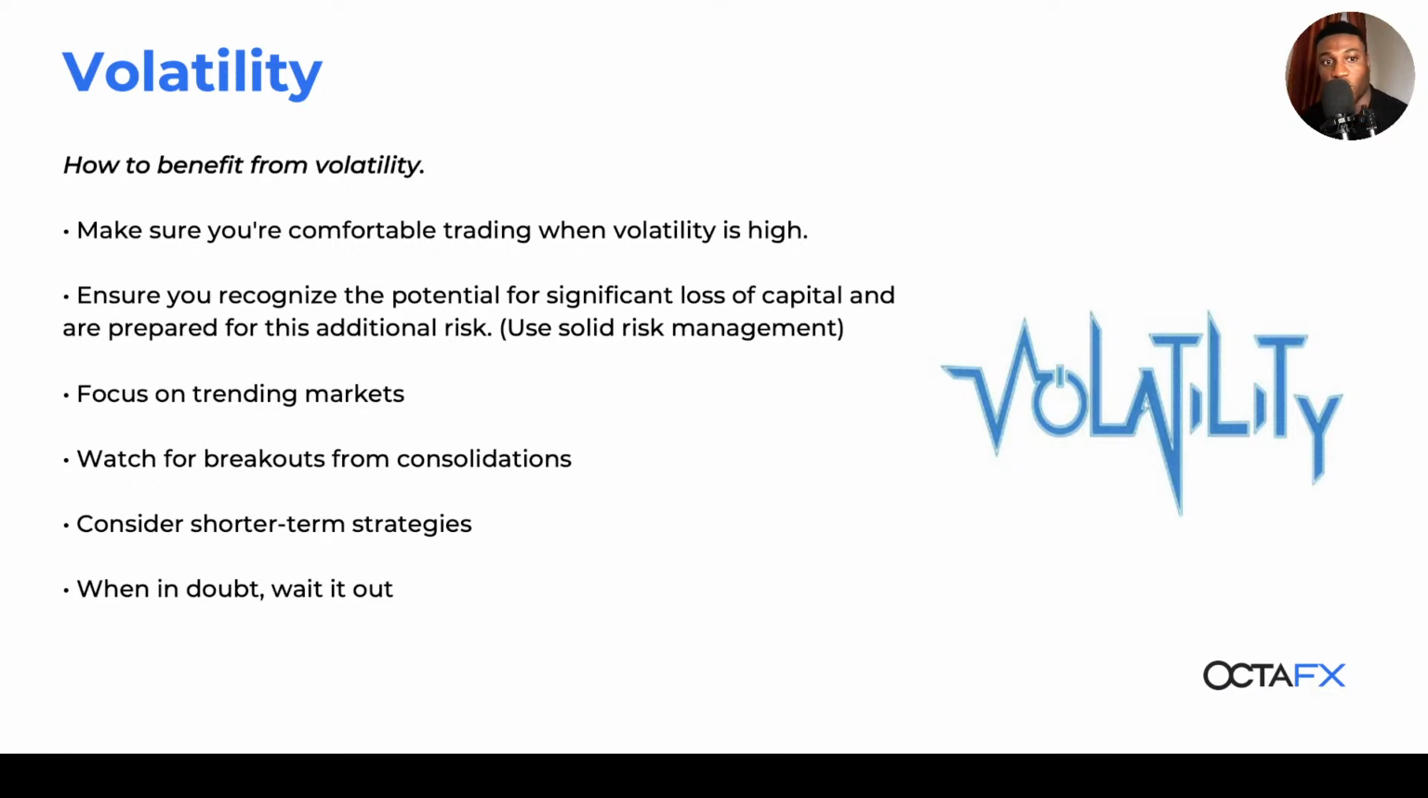And the second step is to ensure that you recognize the potential for significant loss of capital and are prepared for this additional risk, right? Like I said about a volatile market, especially when the news is being released, or a few minutes or 1 hour after high impact news has been released, you see the prices just move wildly up and down. And so you need to ensure that you recognize the potential for significant loss of capital and you're prepared for that additional risk.